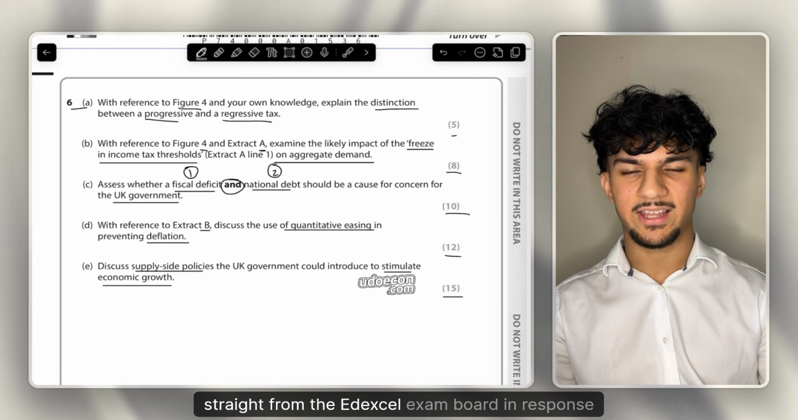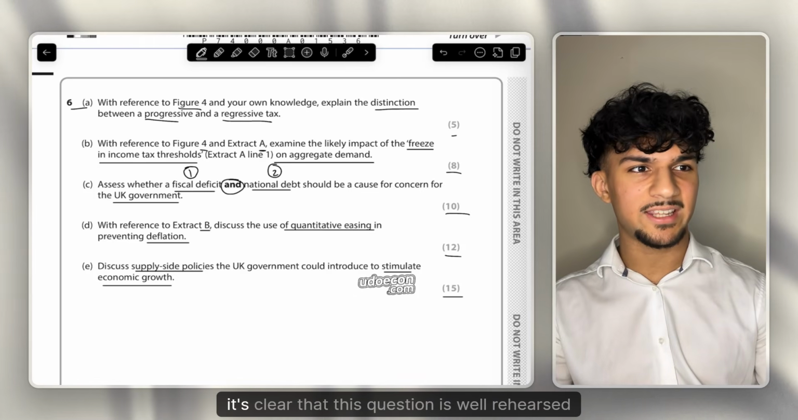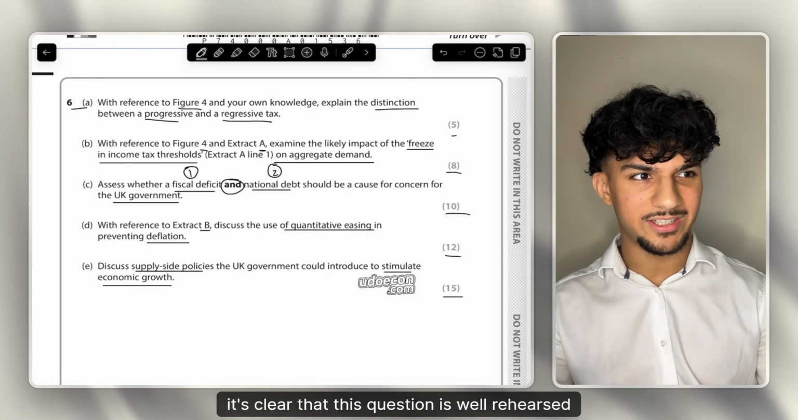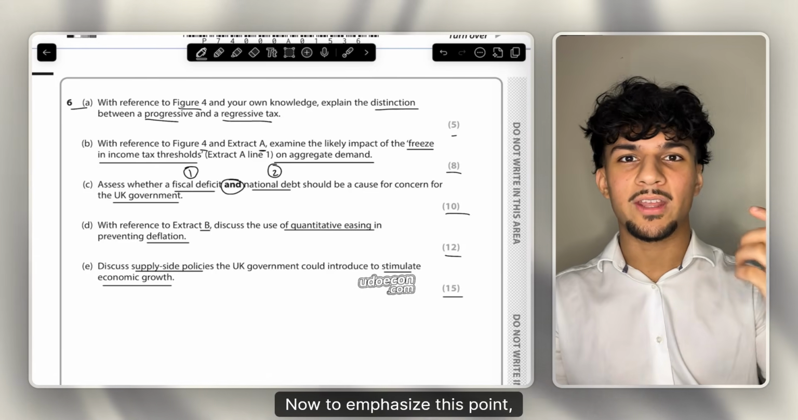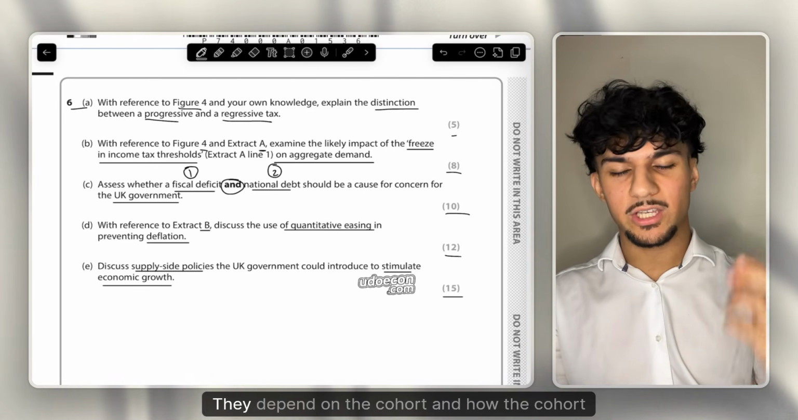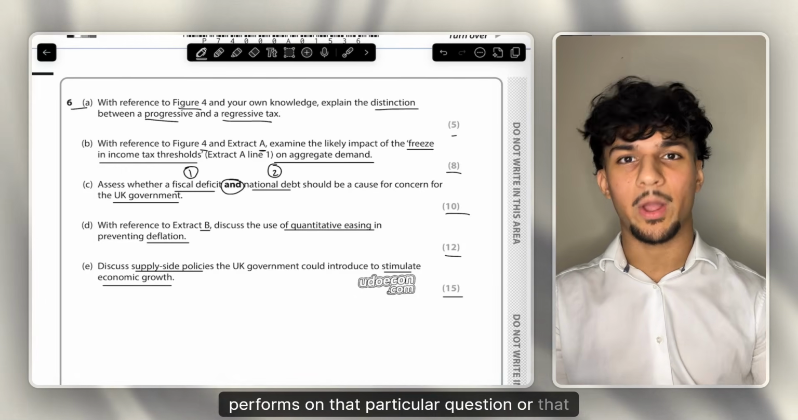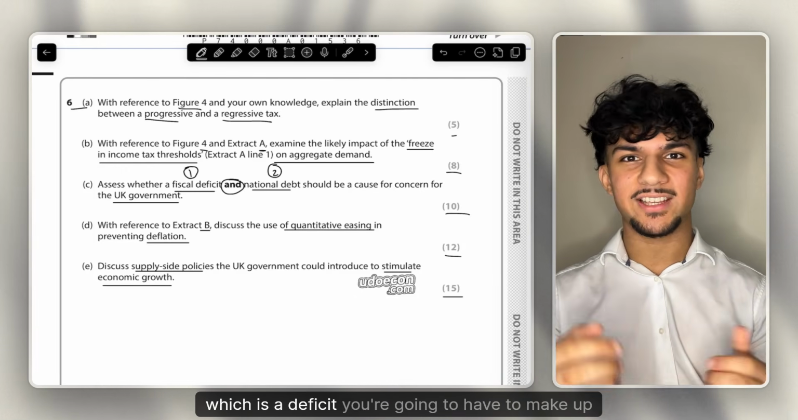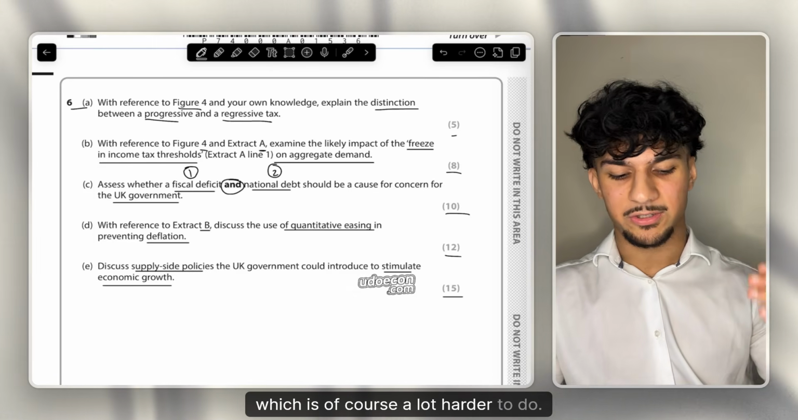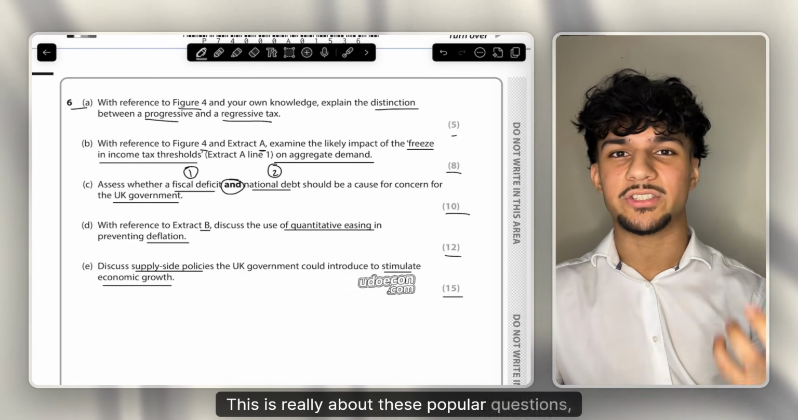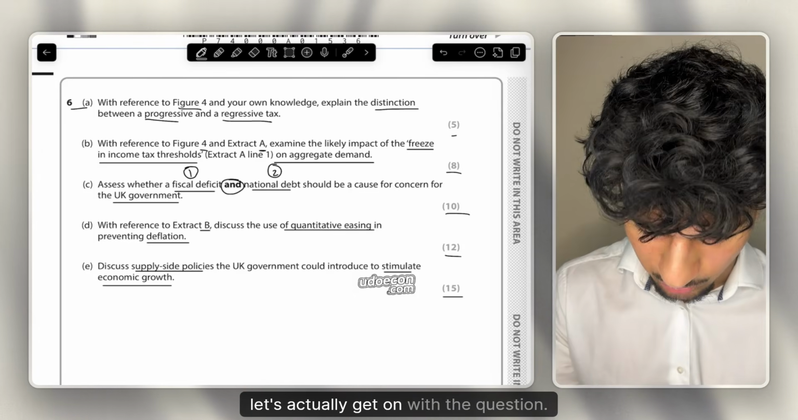Now, straight from the Edexcel exam board, in response to this question in 2024, they said it's clear that this question is well rehearsed and we saw some excellent responses. Now, to emphasise this point, remember grade boundaries are relative. They depend on the cohort and how the cohort performs on that particular question or that particular paper, which is a deficit you're going to have to make up in probably a harder question, which is of course a lot harder to do. So it's really about these popular questions, these high yield questions, you need to practice them. But anyway, let's actually get on with the question.